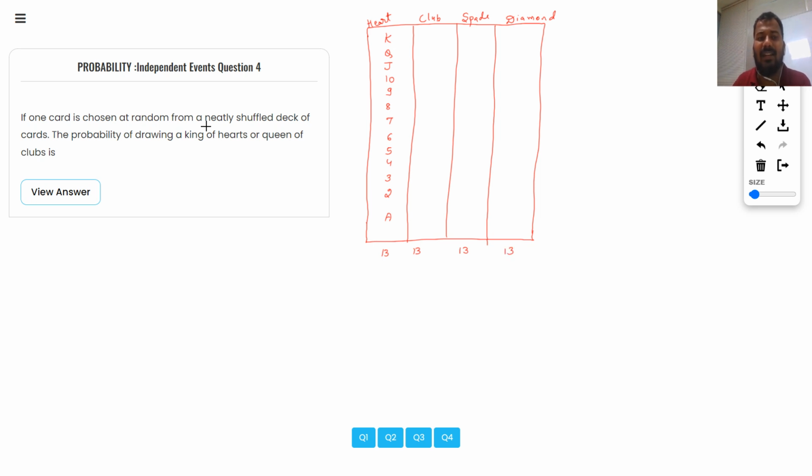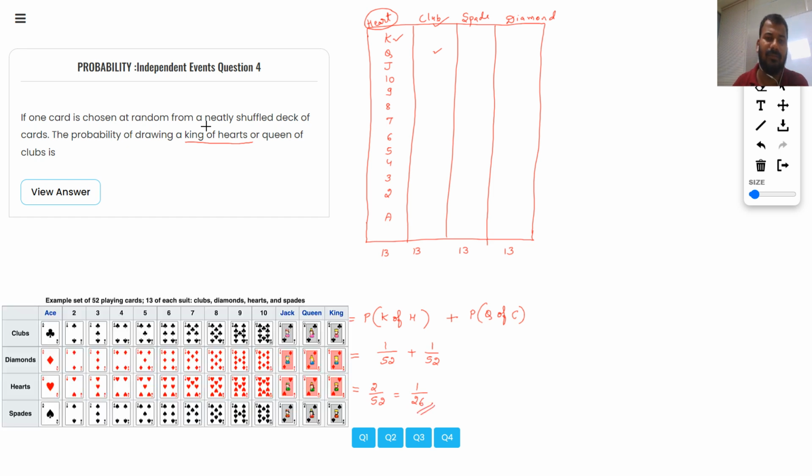Now in this set, they have said a king of hearts, heart, and it should be a king, this one, and queen of clubs. So from the club, you're going to select a queen. So it means that you're going to have only one possibility of king of hearts, plus probability of queen of club. So now if you're going to look into this, king of heart is only 1 out of a total of 52, and queen of club is again 1 over a total of 52. You can see the total answer is going to be 2 over 52, or it can also be taken as 1 over 26 as the final answer.